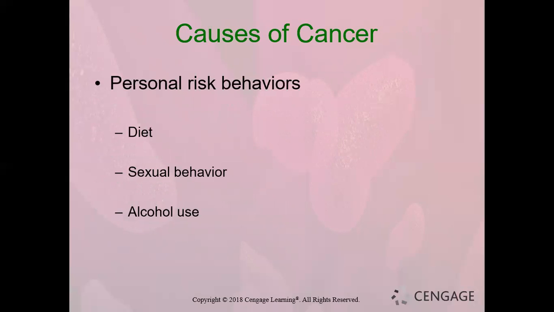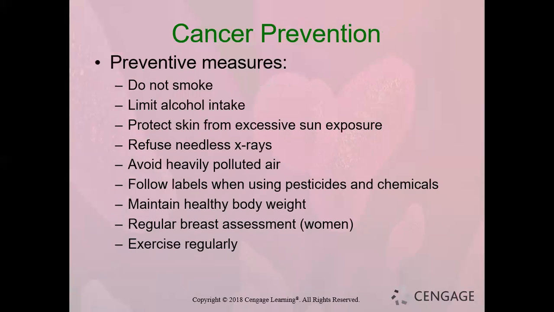Personal risk behaviors that can cause cancer: diet, sexual behavior. There's a cancer, not ovarian cancer, cervical cancer, that they're saying now is related to a sexually transmitted disease, HPV, and they have a vaccine out now for that. Alcohol use, we know, can cause problems with our pancreas and our liver.